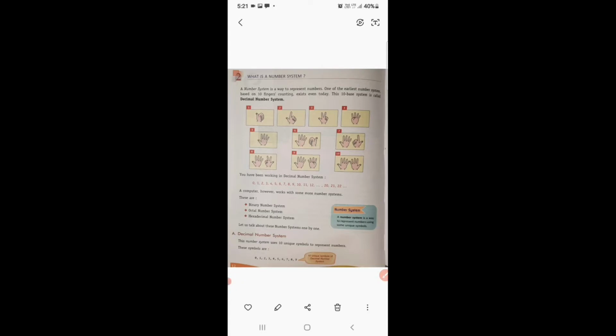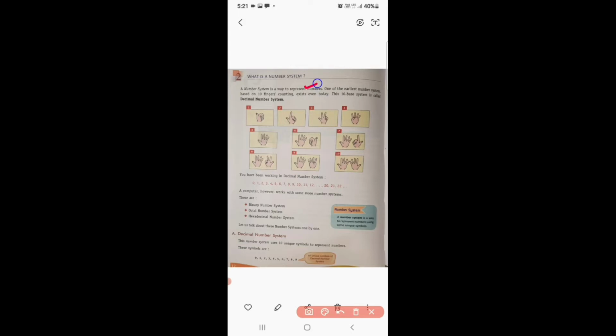This video is for number system. As the definition is shown here about number system, what is number system? When we talk about number system, a number system is a way to represent a number.